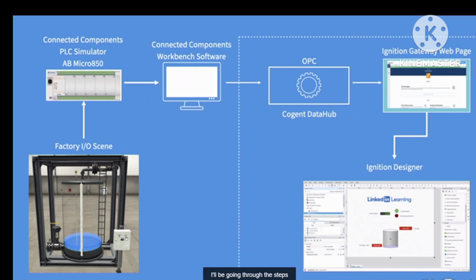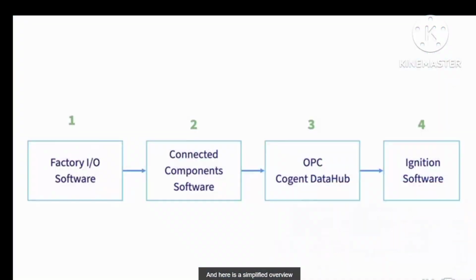I'll be going through the steps of adding the data coming from the Factory I/O scene to the software that I covered in this course: Cogent Data Hub software and Ignition software, ending with a demo in Ignition Designer software. And here is a simplified overview of the main parts for this SCADA project: Factory I/O software, Connected Components Workbench software, then OPC Data Hub, and finally Ignition software.